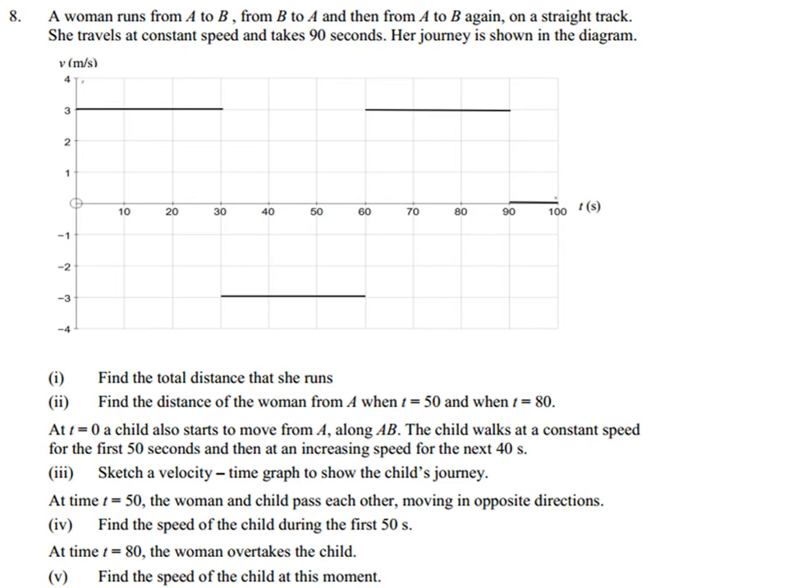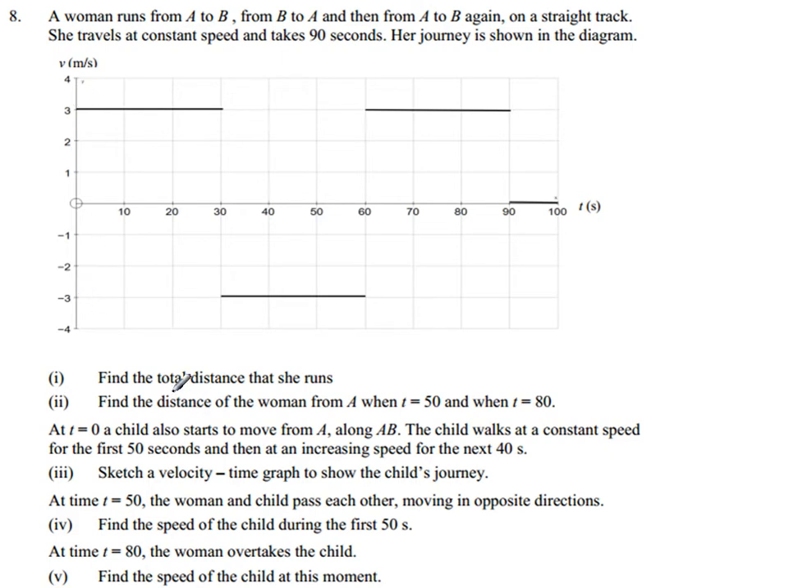Example 8. Now when she's running, we'll see that the velocity here is a positive number, but here the velocity is negative. But speed, which is a scalar quantity, is 3 meters per second here and also 3 meters per second here.